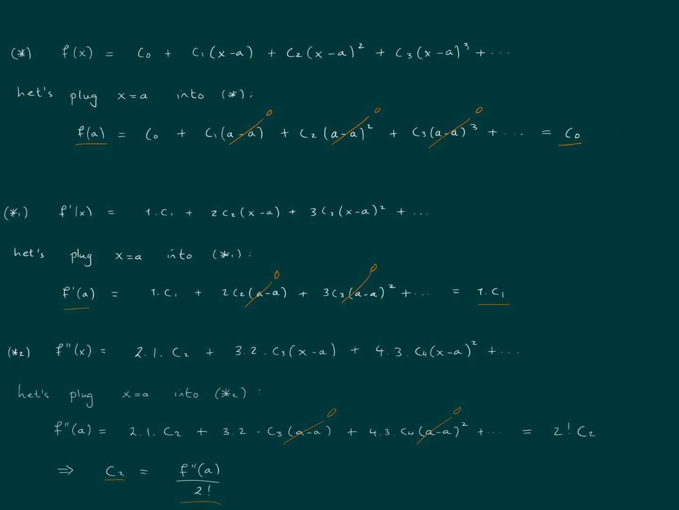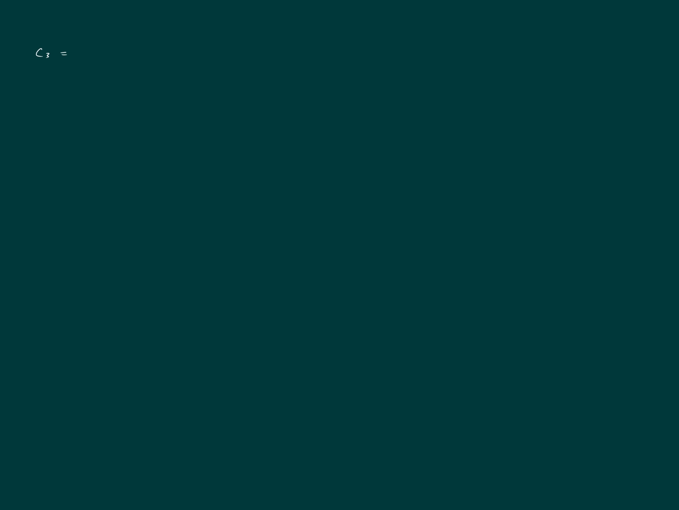Okay, so hopefully you got c3 is equal to f triple prime a over 3 factorial, and c4 is equal to f differentiated 4 times, evaluated at a, over 4 factorial. And you've seen the pattern, which is cn is equal to f differentiated n times evaluated at a over n factorial. Okay, so that's the general formula for cn. So to summarize the significance of this, we will have the following remark.